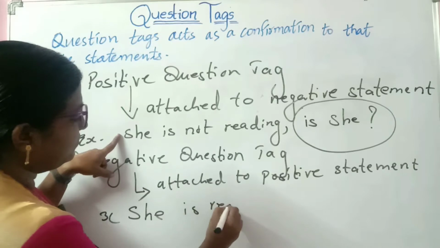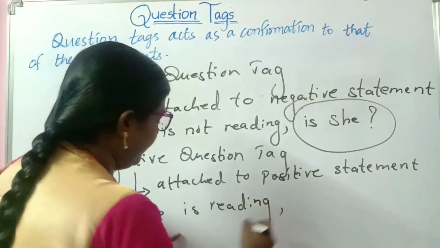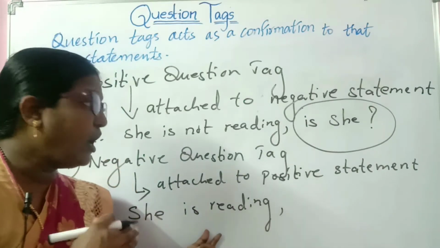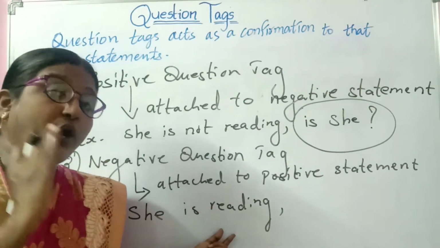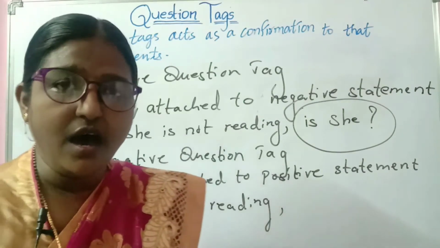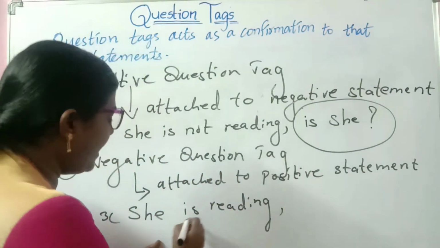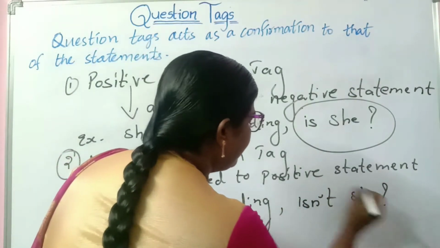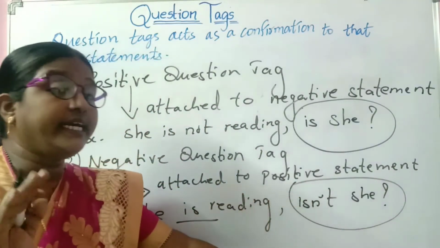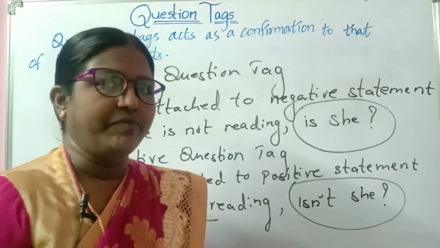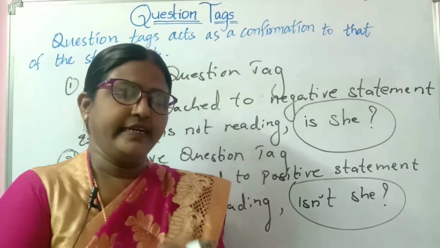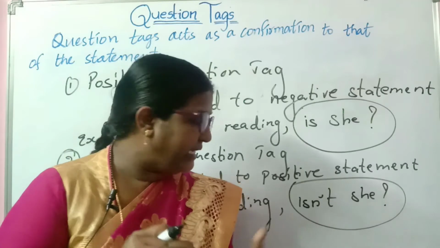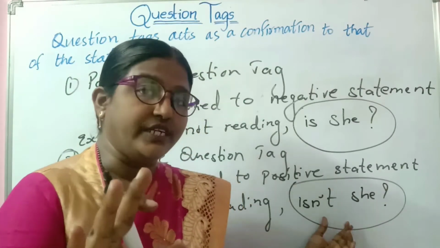She is reading. This is a positive statement. So, the positive statement takes a negative question tag. Now, make this negative. Isn't she? This is a negative tag. Always remember that a negative statement takes a positive question tag. A positive statement takes a negative question tag.